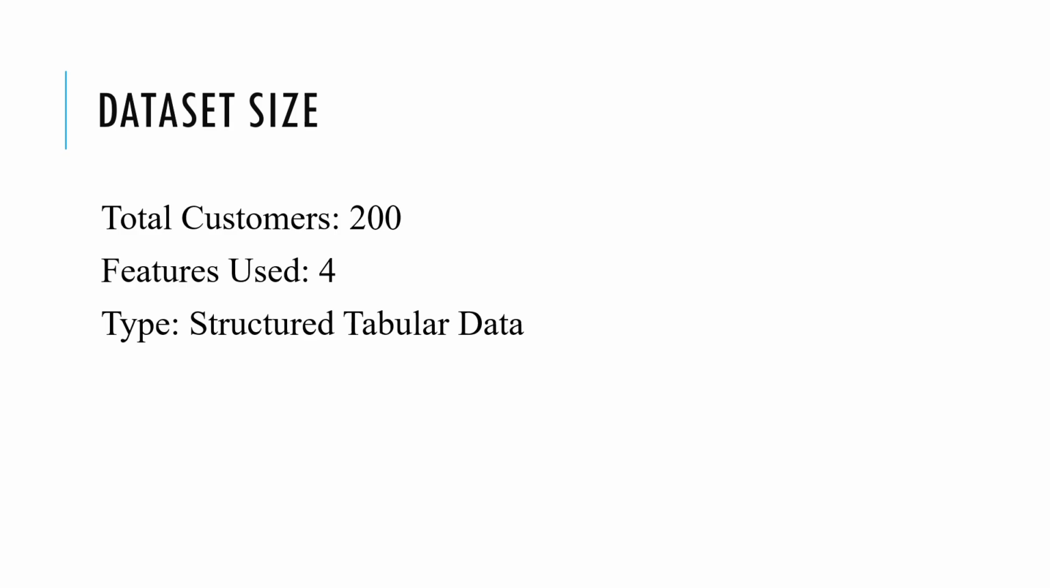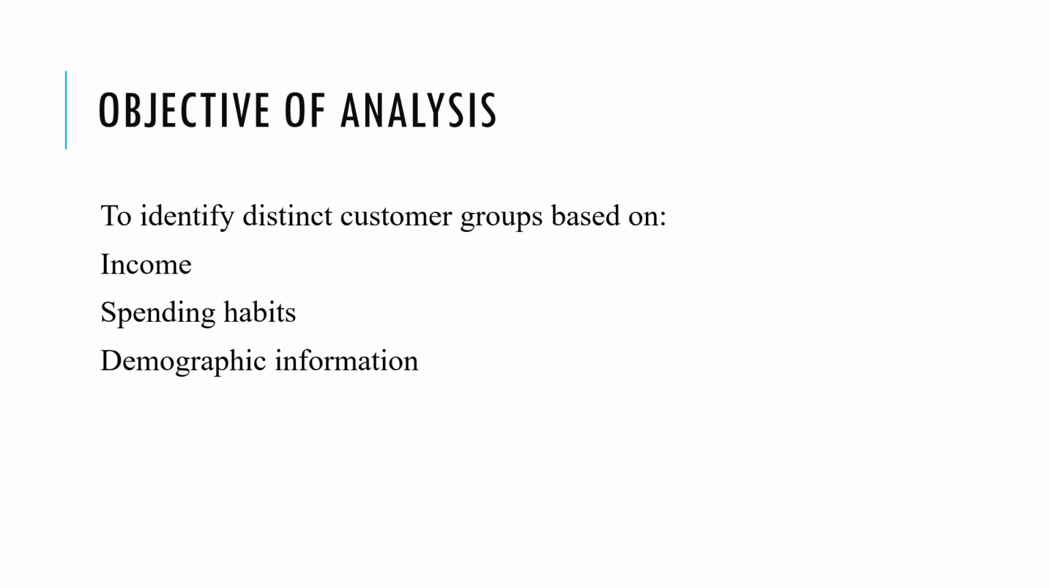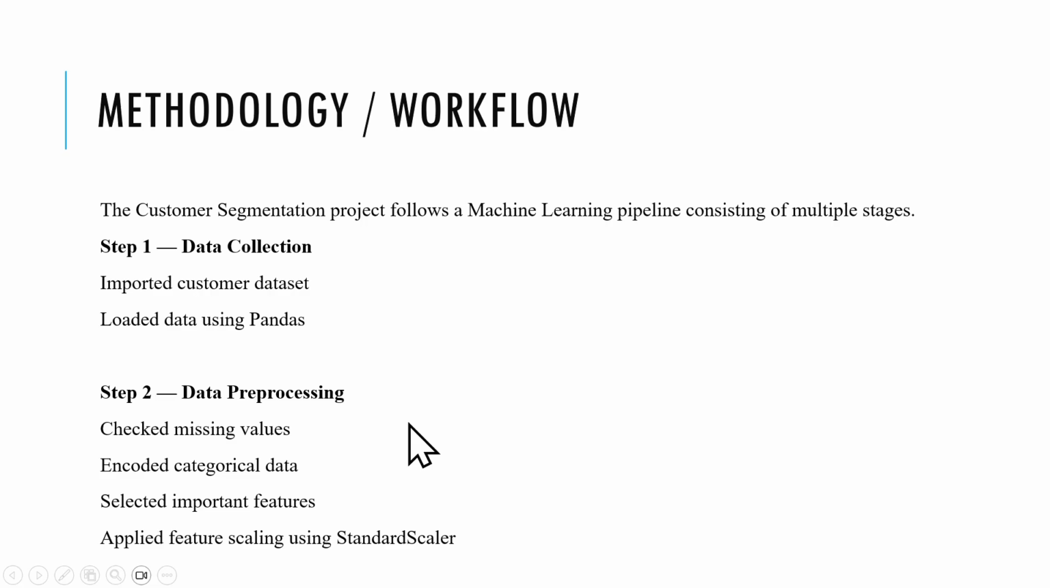The main objective of using this dataset is to divide customers into different groups based on income level, age, and spending behavior. This dataset is suitable because it contains real customer behavior pattern, is useful for unsupervised learning, is widely used in business analytics, and is ideal for clustering technique. This dataset will help us to identify distinct customer groups based on income, spending habit, and demographic information. Coming to the methodology process.